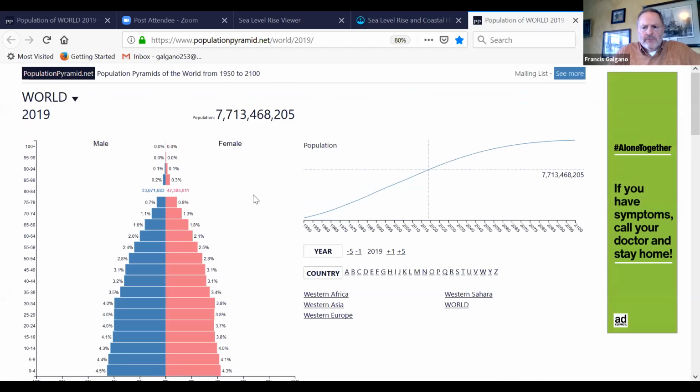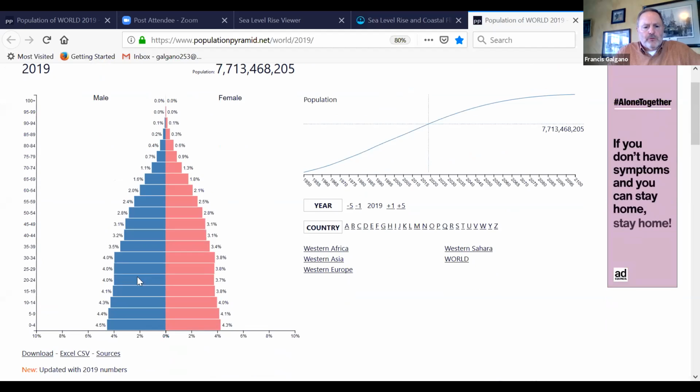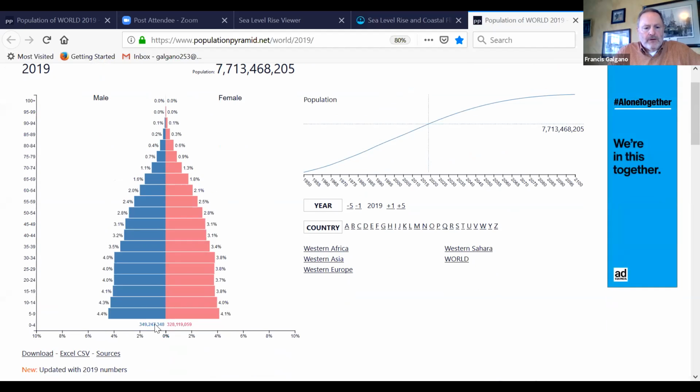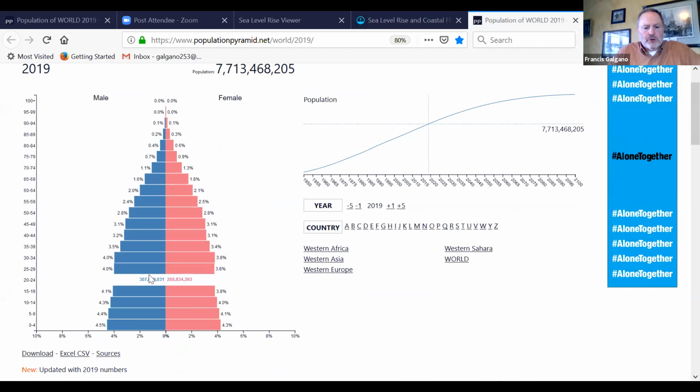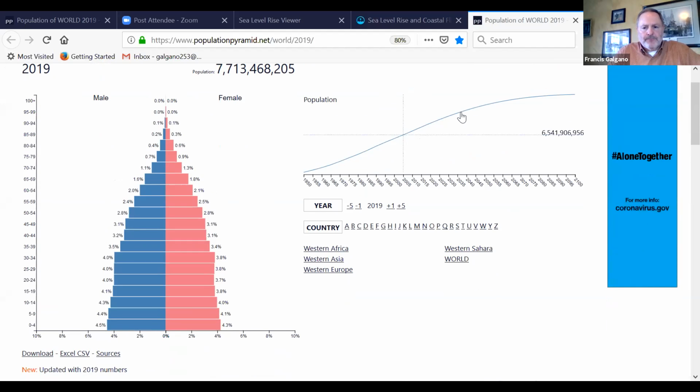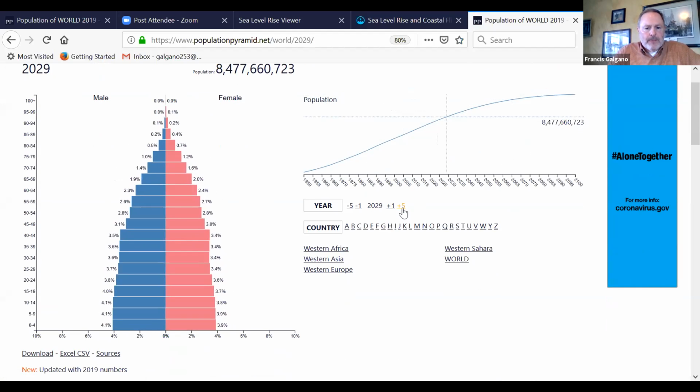And Lisa will have all of these sites and they're available, but what you can do is this kind of shows you the structure of population, male versus female, and in 5-year cohorts shows you how the population is broken down. It allows you to track and project population forward. And you can add it at 5-year increments and change the population profile.